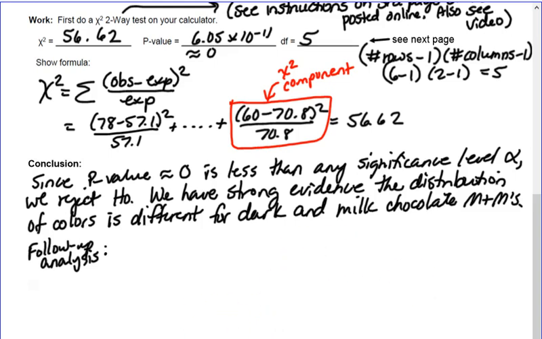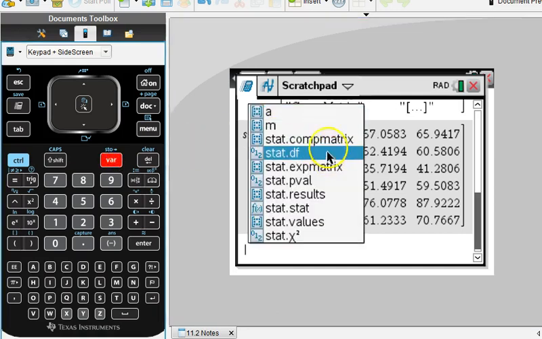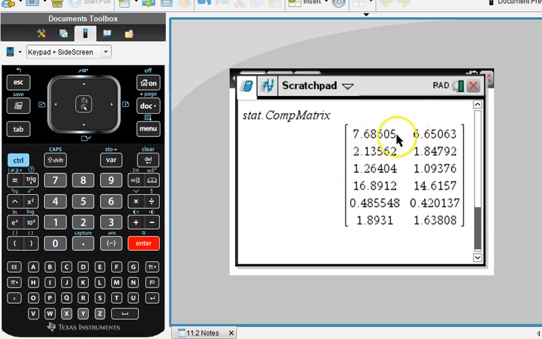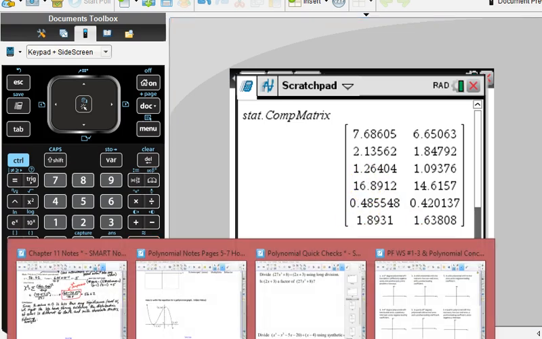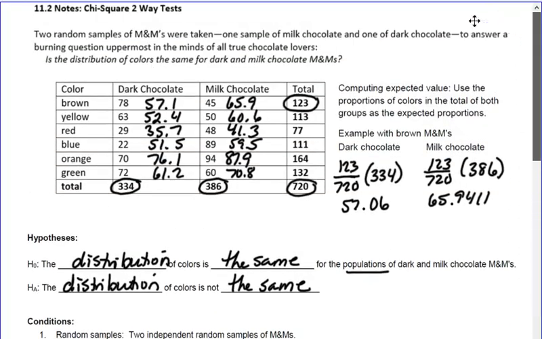Once again, we can go to our calculator and we see that there's a component matrix under the variable button. Go to our component matrix, push enter, and you can see all the different chi-squared cell values. And we notice that we have 4 of them that are particularly large, particularly these two. These correspond to the blue M&Ms and these to the brown M&Ms. So when I see those values, my largest values here, I'm going to go back and look at my table and say, okay, the ones I need to talk about are the brown and the blue.